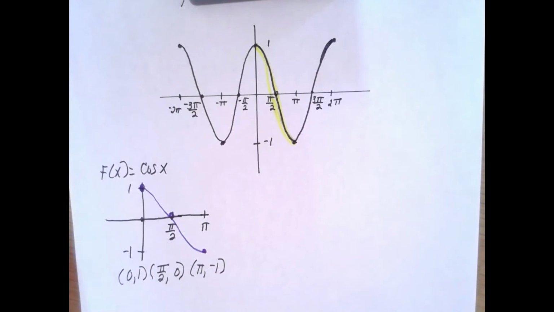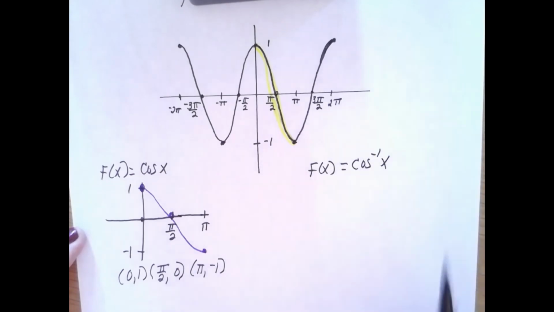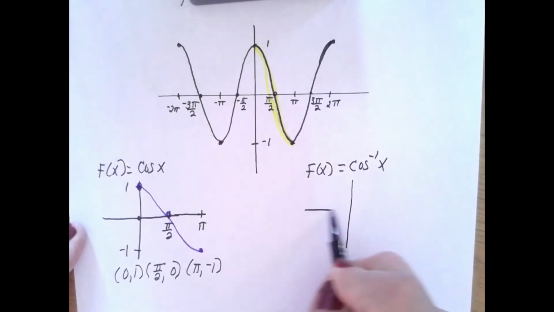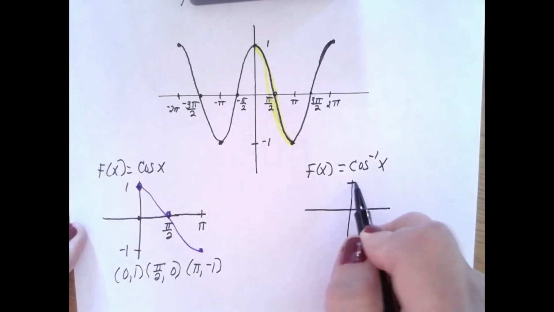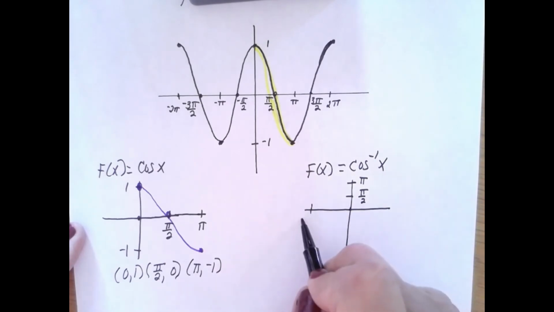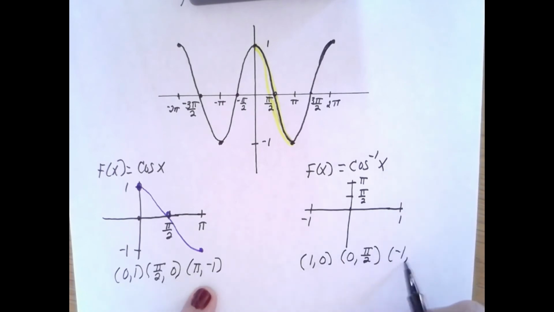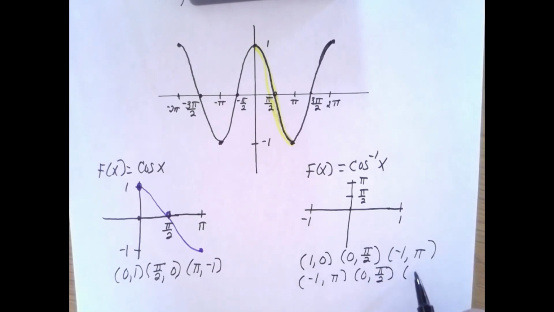Now let's sketch f of x is equal to inverse cosine of x. I'm going to draw my x and y axis. Of course, we know that instead of this being pi, pi is going to be here. Pi over 2. And then I'm going to have negative 1 on my x-axis and 1 here. We're going to interchange our x and y. So I have (1, 0). I have (0, pi over 2). I have (negative 1, pi). And I want to put them in order from left to right. So I'm going to put this one first, this one second, and this one third. So I have (negative 1, pi), (0, pi over 2), and (1, 0).